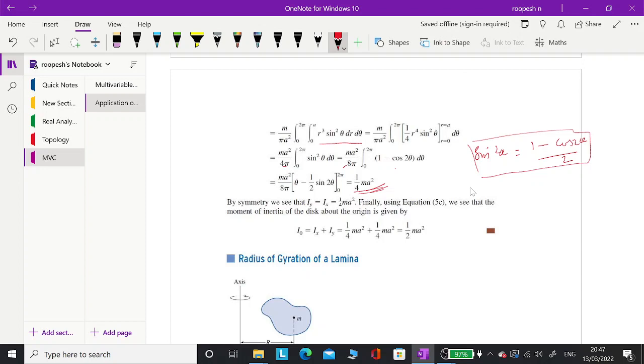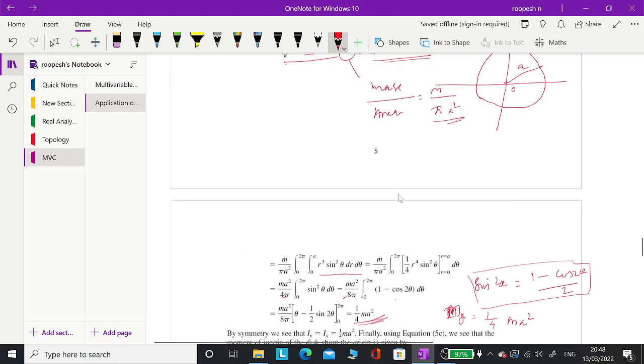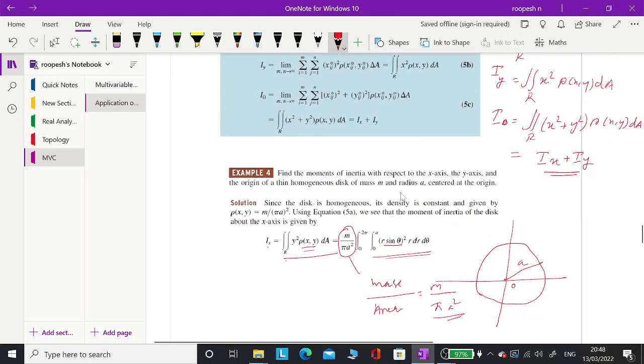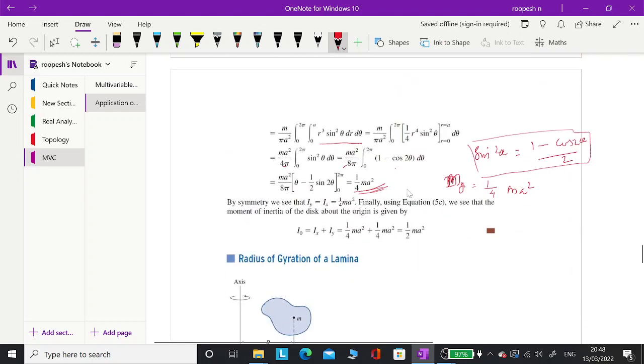You can check it. First you find Ix only, I have found it out. You can go for Iy, then check whether this is also coming as 1 by 4 into m into a square or not. If this is the case, you can go for the moment of inertia about the origin also, that is the sum of these two. So you get it as 1 by 2 into m a square.